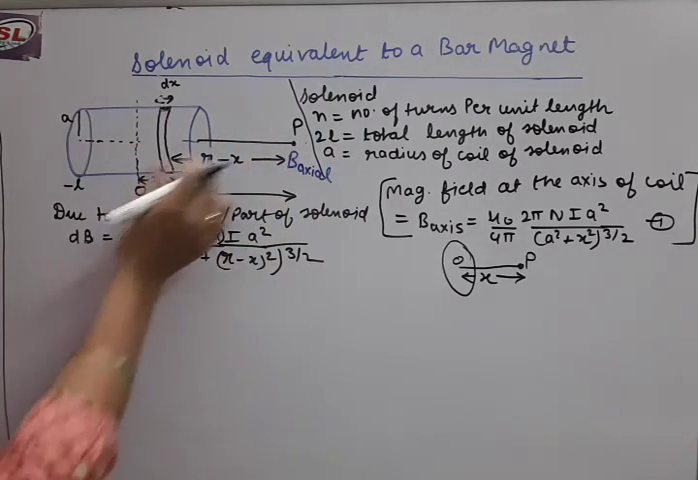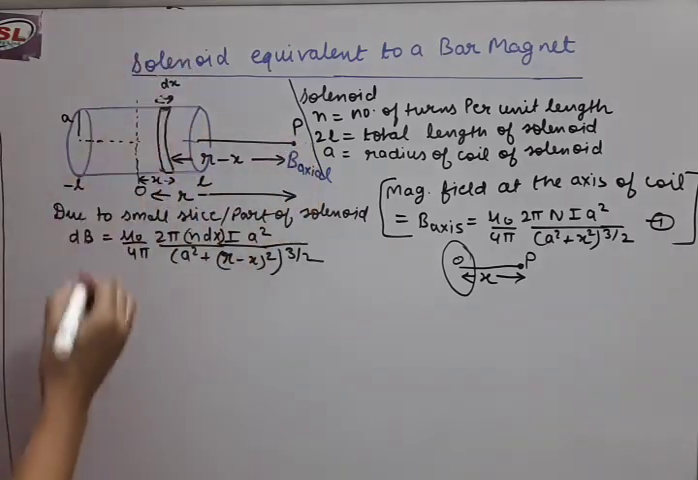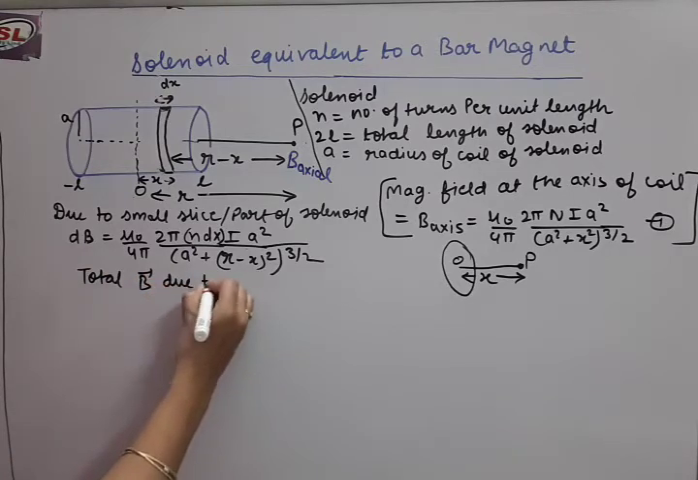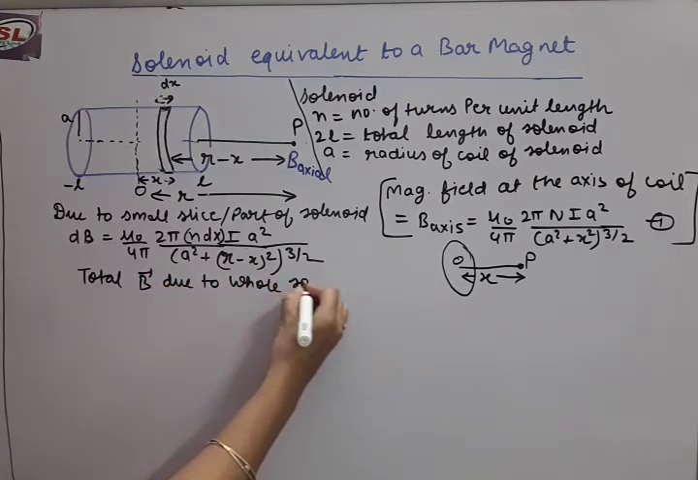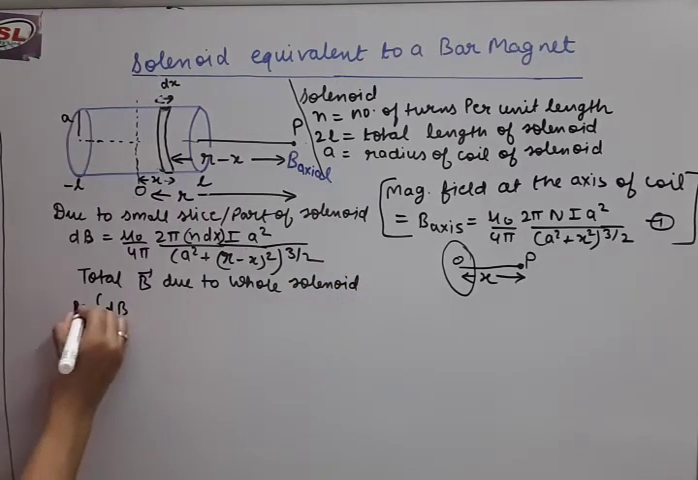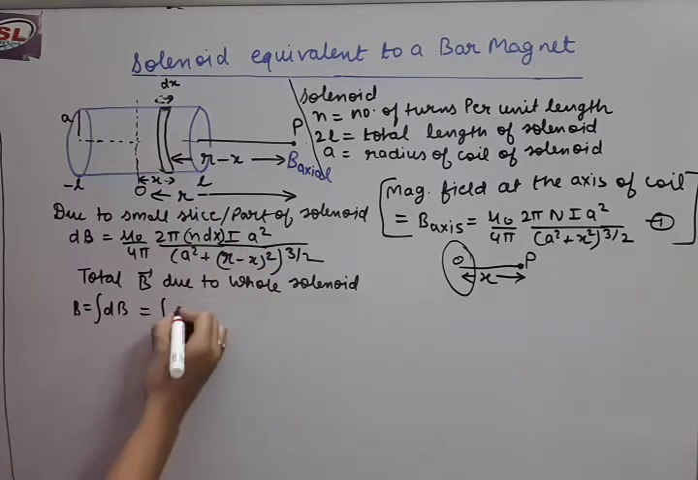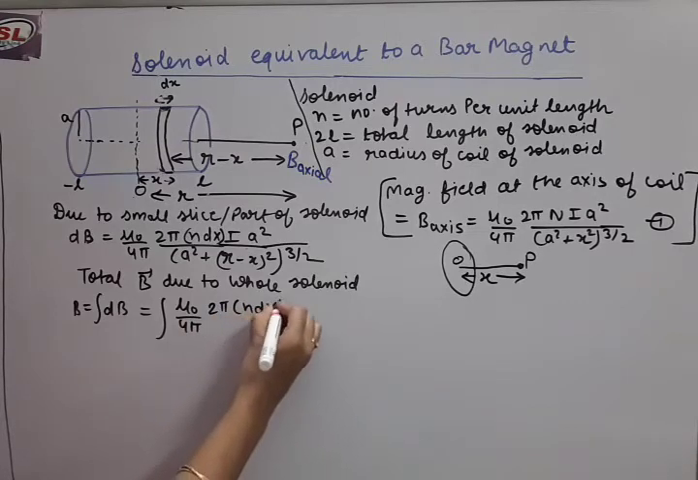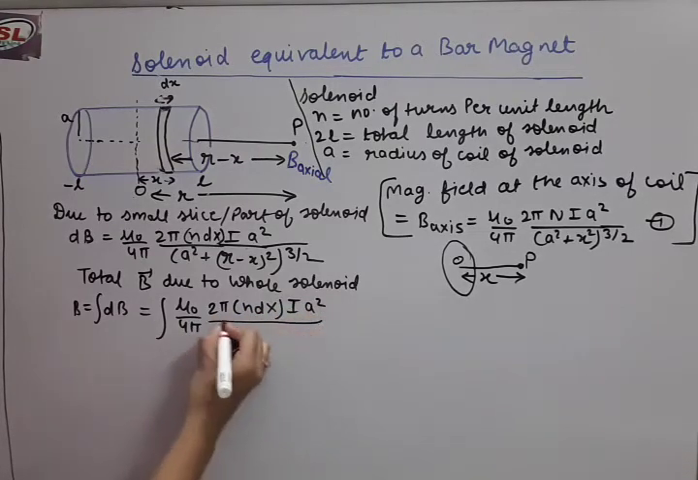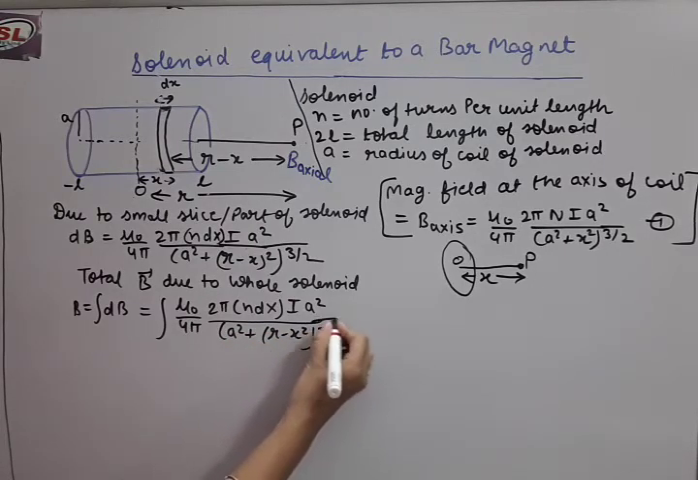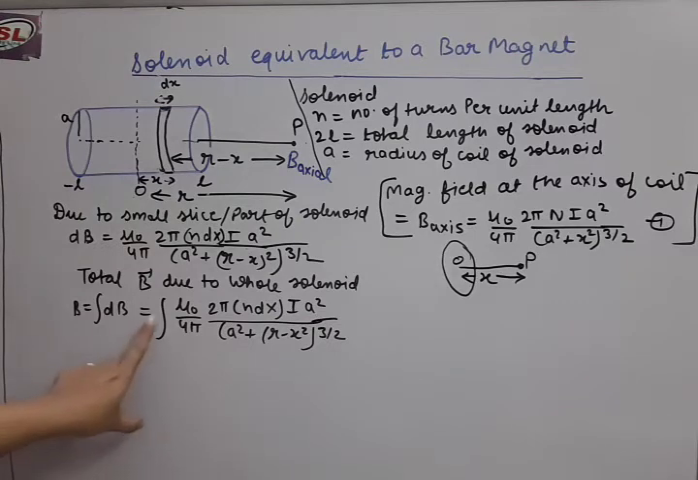Now if we have to calculate the total B due to the whole solenoid, what do we need to do? We need to do integration for getting the total B. So this whole thing I am writing inside the integration.